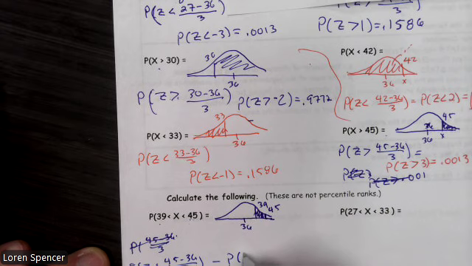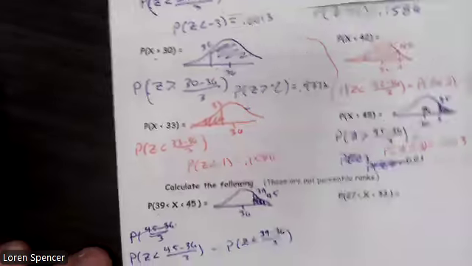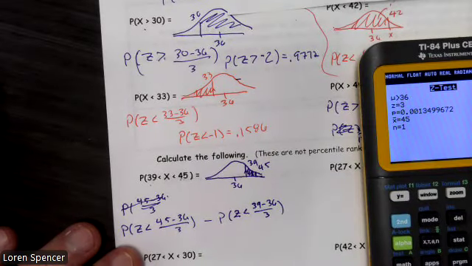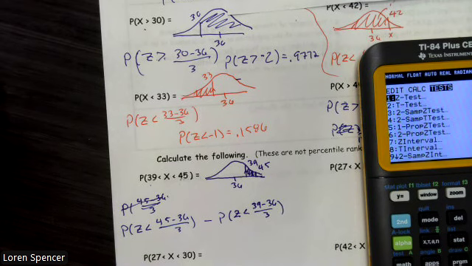minus the probability that z is less than 39 minus 36 over 3. All right, because we need the z-scores. There's a quicker way to do this, and I'll show you in just a moment. But we need our z-scores, and that takes a while.